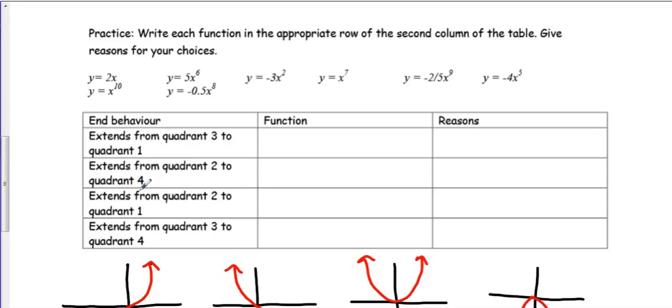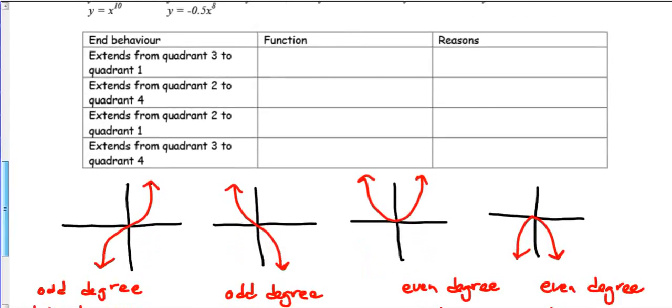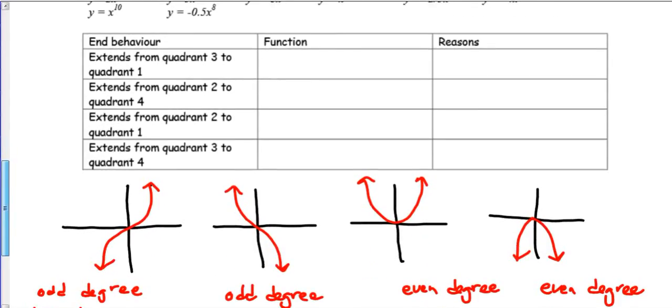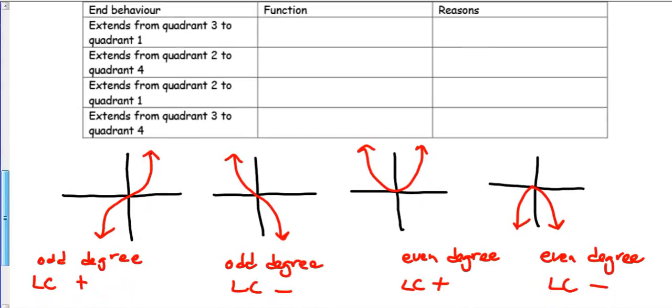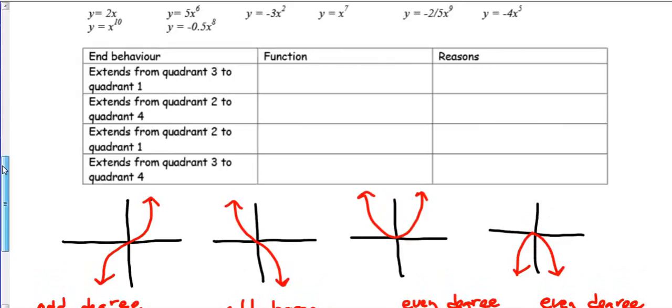Okay, so which one of these graphs below extends from quadrant 3 to quadrant 1? Only one of them, right? So it's only the odd degree functions that have a leading coefficient that's positive. So odd degree, we'll look in our options with a leading coefficient that's positive. That's out, that's out. There we go. y equals x to the 7th, and y equals 2x, because that's got that invisible exponent of 1. Why are those the ones? Because they're odd degree with a leading coefficient positive.